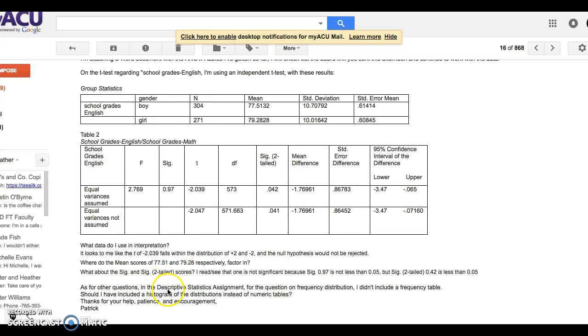Let me make sure, let me go back to the email. You didn't need to have included a histogram. That's fine. You just needed to talk about the frequency distribution results like I just showed you on the other screen within the narrative under frequency distribution. I hope that helps. Please continue to ask questions as needed, and you'll do great.